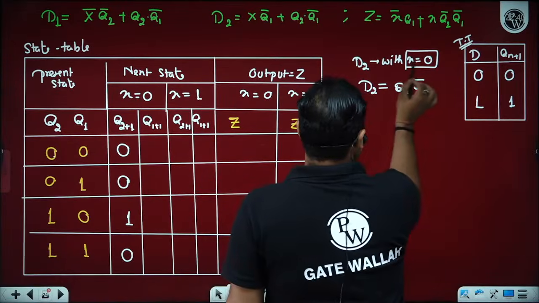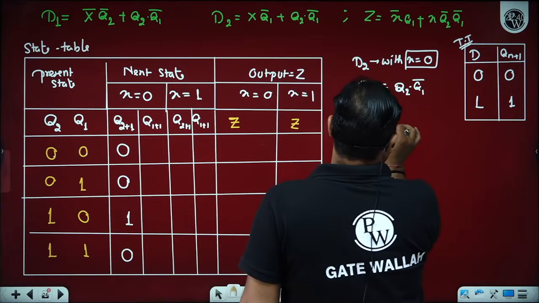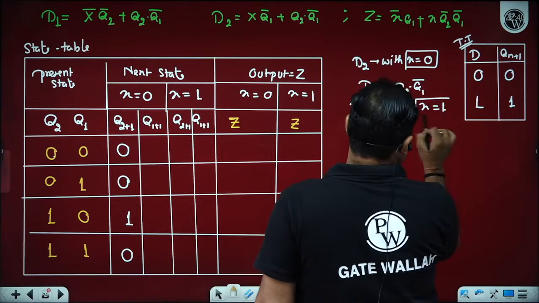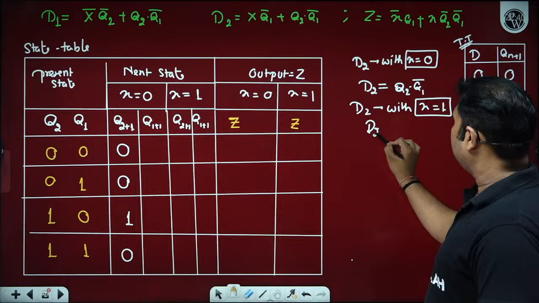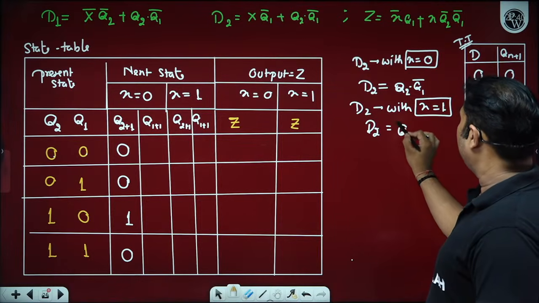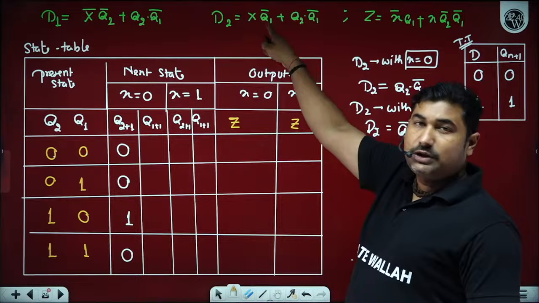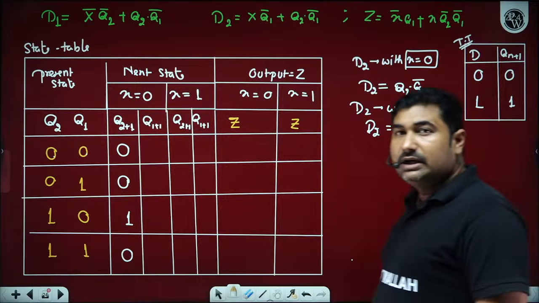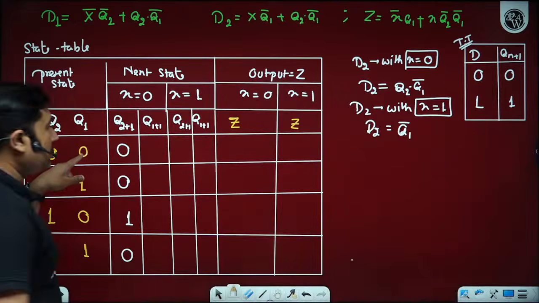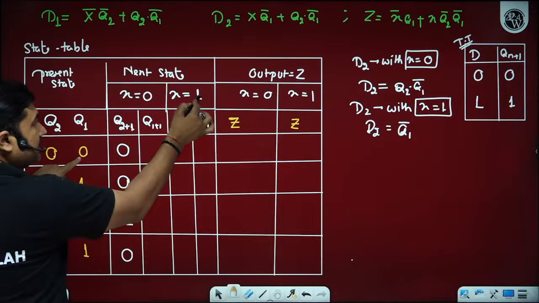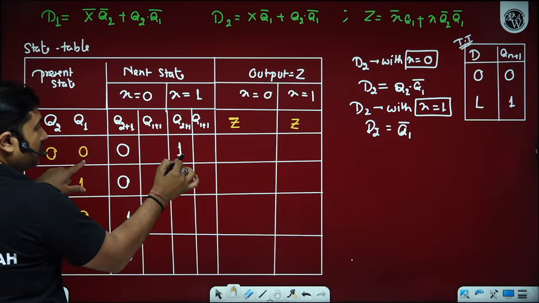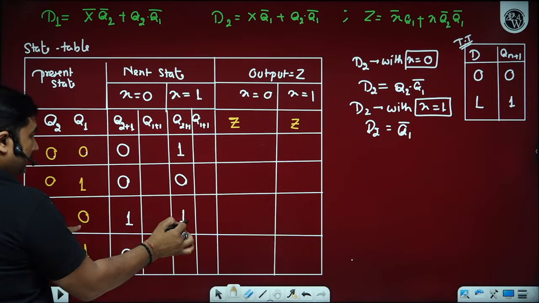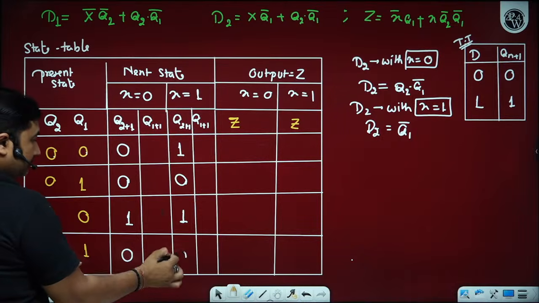Now, D2 with x equal to 1. If we talk about D2 with x equal to 1, then what is your D2? D2 will become Q1 complement, because if you take Q1 complement common, then 1 plus Q2 reduces to 1 only. So Q1 complement. Whenever Q1 is 0, its complement is high. So with x equal to 1, your next state of flip-flop 2 will become high when Q1 is low. Yes, sir. How many of you are able to understand?